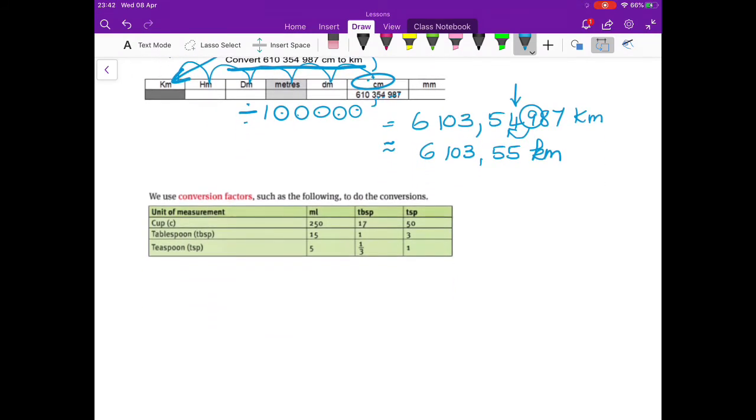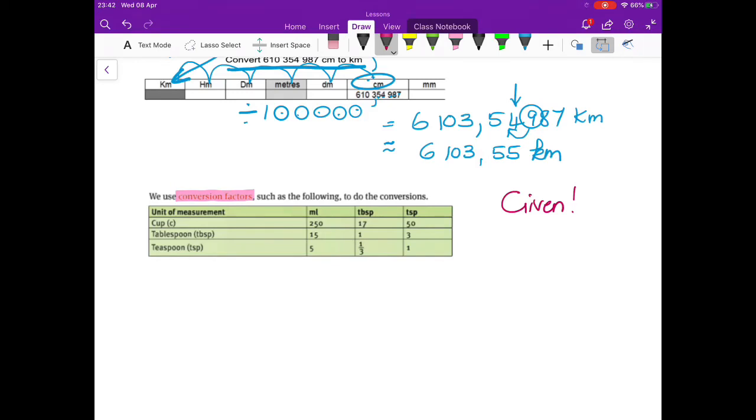Then the other conversions that we get are the conversion factors. Conversion factors will always be given to you. So this is always given. None of this you have to learn. If it is given, you need to use ratio to see how it works. So let's have a look.